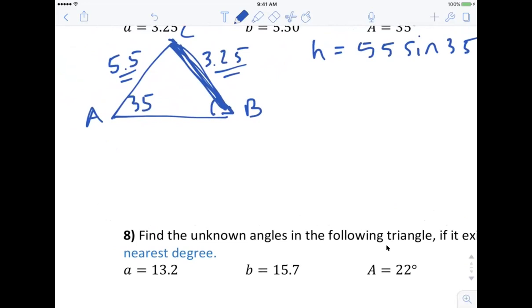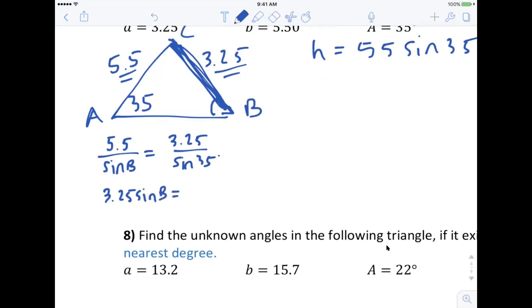Sorry, I've got B, A, which is 5.5 over the sine of B equals 3.25 over the sine of A, similar to how we did the one above. And then I'm going to cross multiply: 3.25 sine B equals 5.5 sine 35. Okay. And then you're going to divide both sides by 3.25 and then take the sine inverse of that whole thing, right?